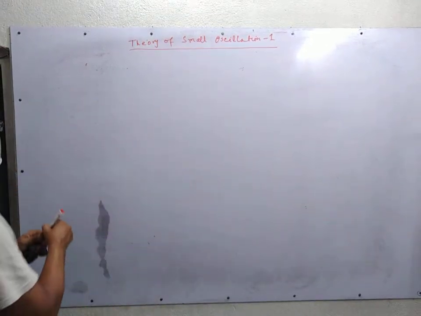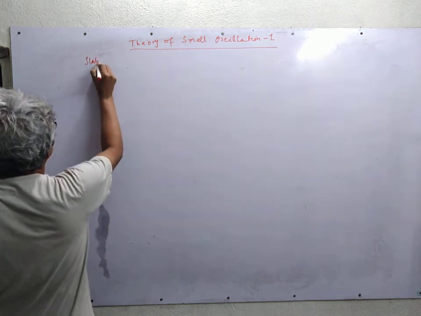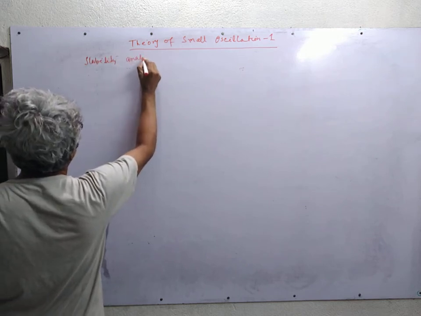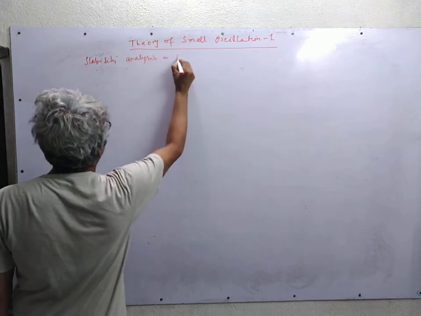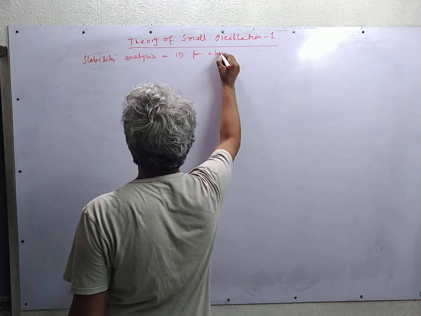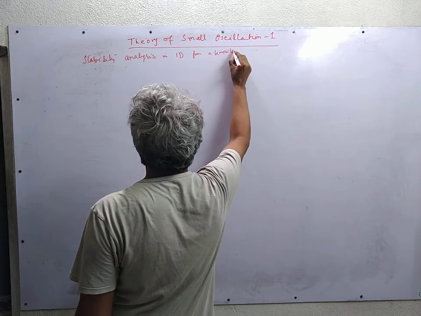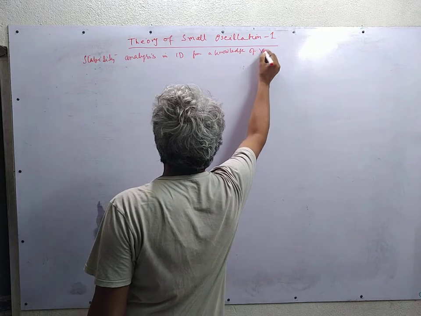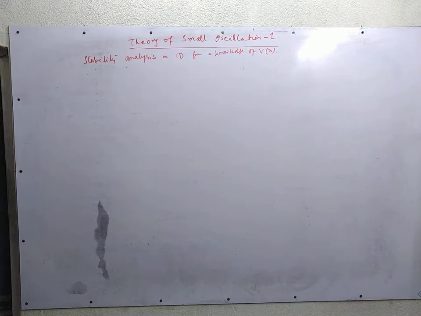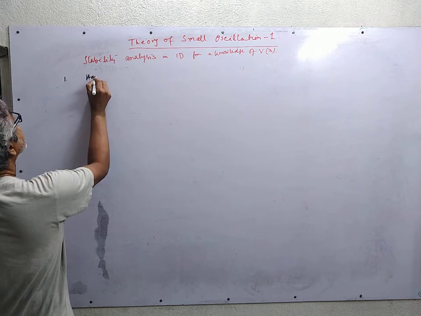We first consider our stability analysis in 1D from a knowledge of potential. As the first example, we consider a harmonic oscillator potential. One is the harmonic oscillator potential.